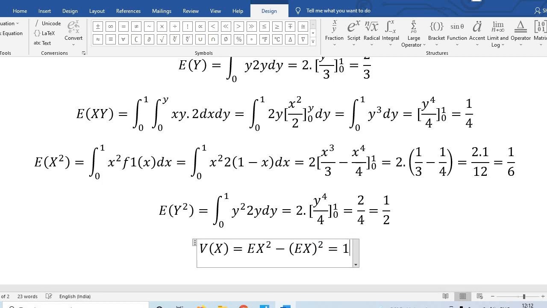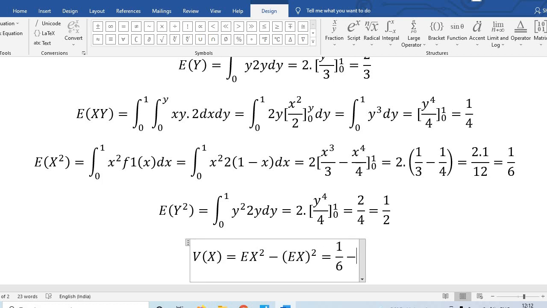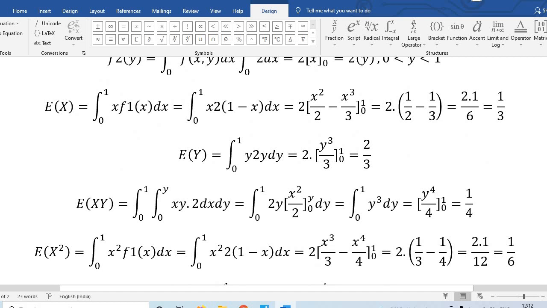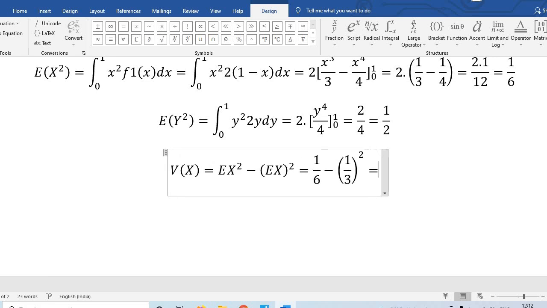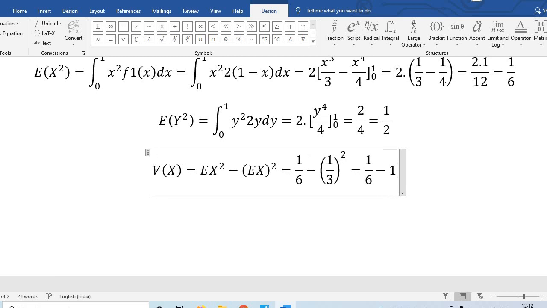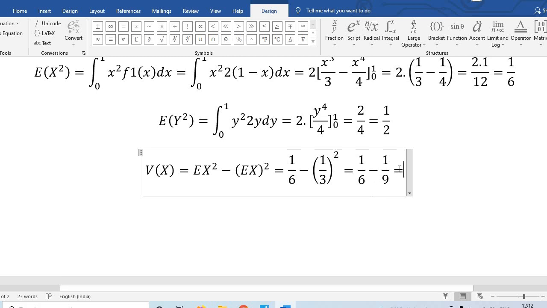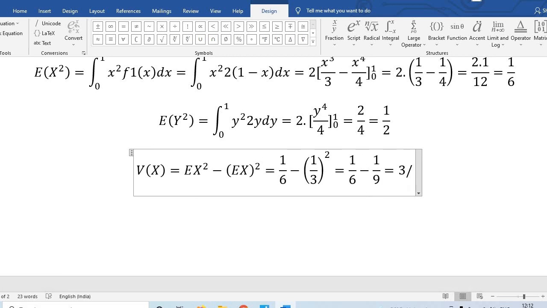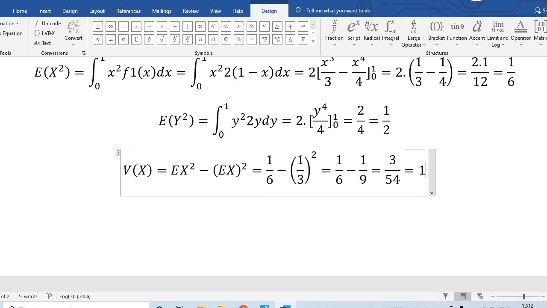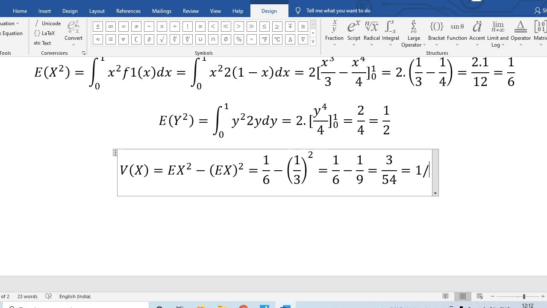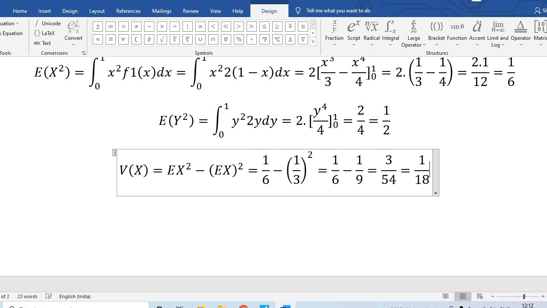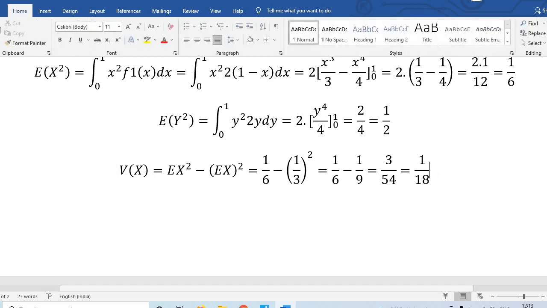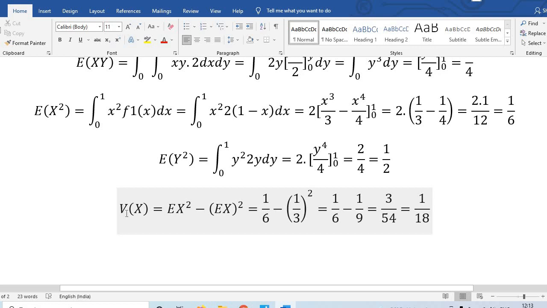That equal to x square is 1/6 by 3. That equal to 1 by 6 minus 1 by 9. That equal to 3 by 54. So that equal to 1 by 16 by 18. Time variance. Now if we have to find out variance of y.